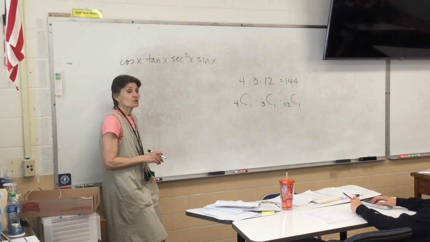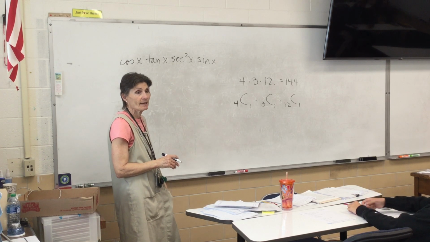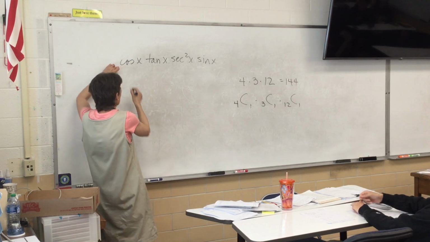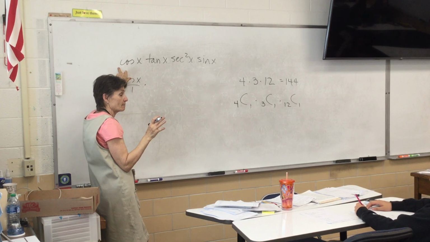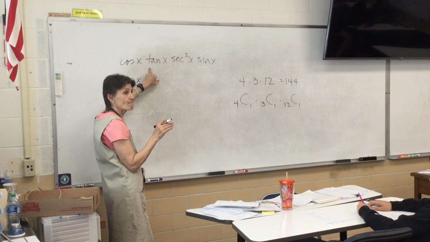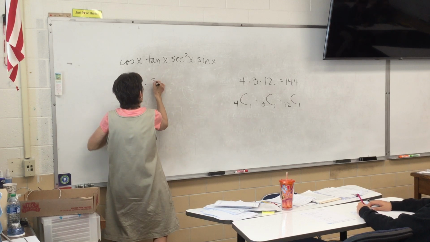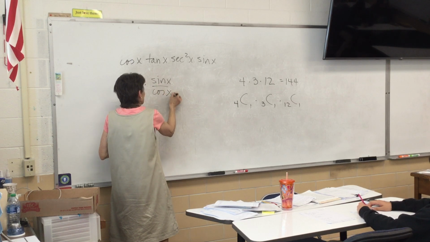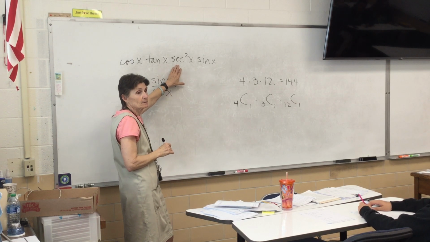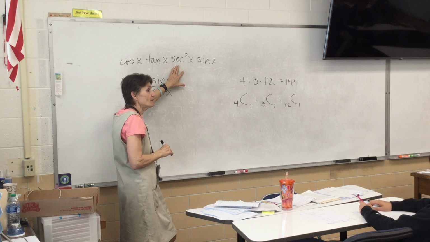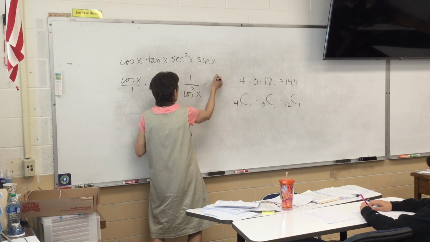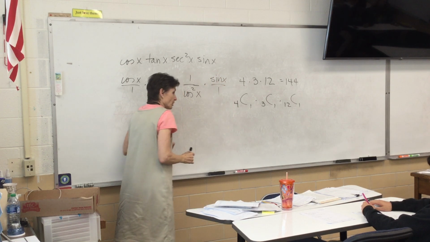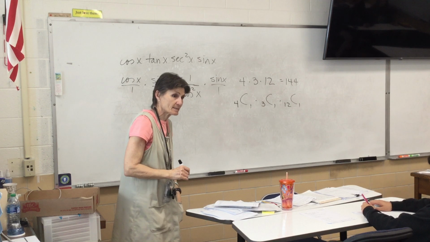Switch it over. We change them all into sines and cosines. Now, if it's already a cosine, I always put it over 1. You don't have to do that, but don't change it. It's cosine. What's tangent? Sine over cosine. Good. What's secant? Reciprocal of cosine. So this is 1 over cosine squared. And sine is just sine. So we're going to change everything except the sines and cosines.